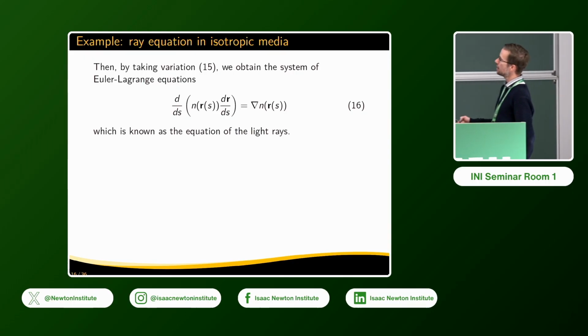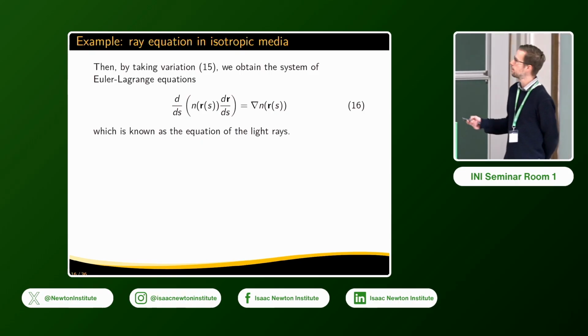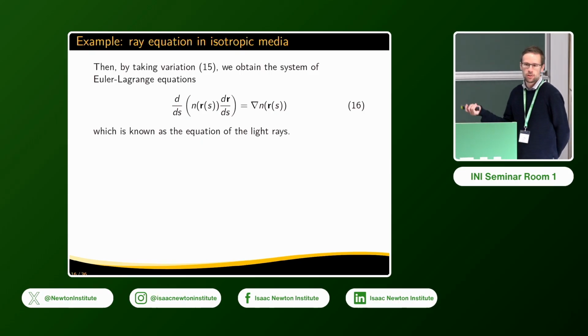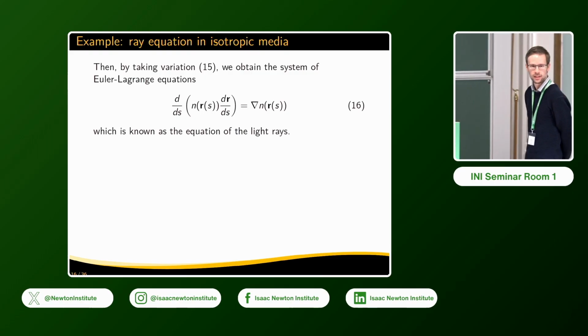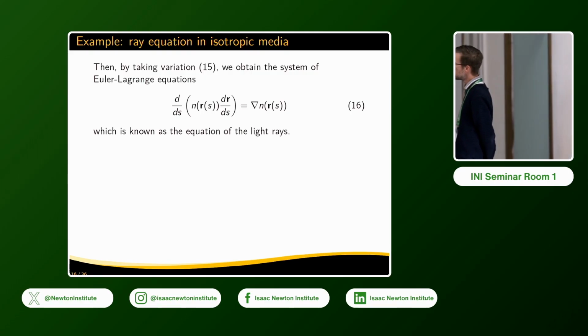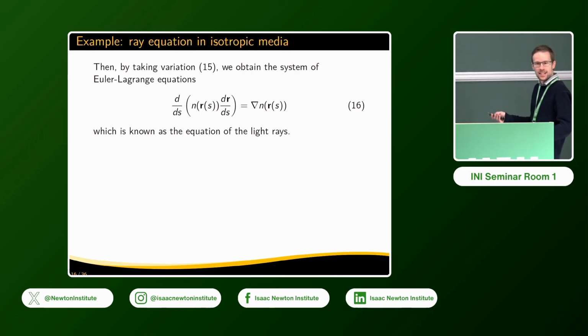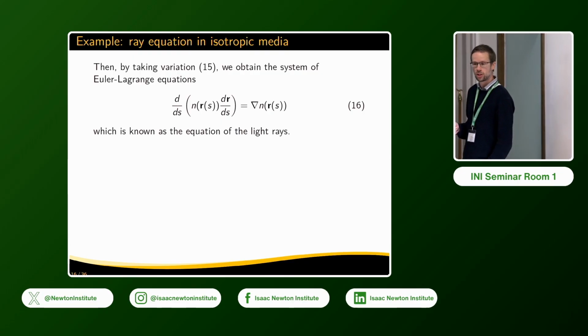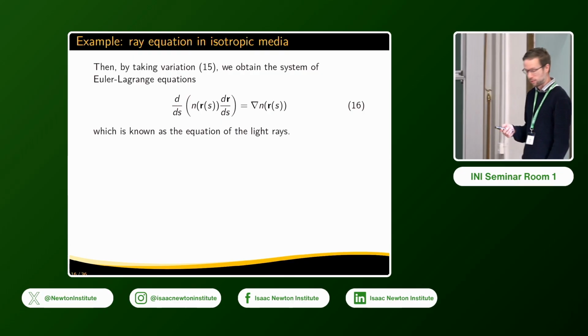If n is constant, you can pull it out, so you get r double prime. If n is constant, the gradient is 0, so you get r double prime equal to 0. So you're going to get a straight line for the trajectory. Very straightforward. But if your refractive index is not constant and you have some spatially varying refractive index, this becomes a much more challenging and yet much more interesting problem.